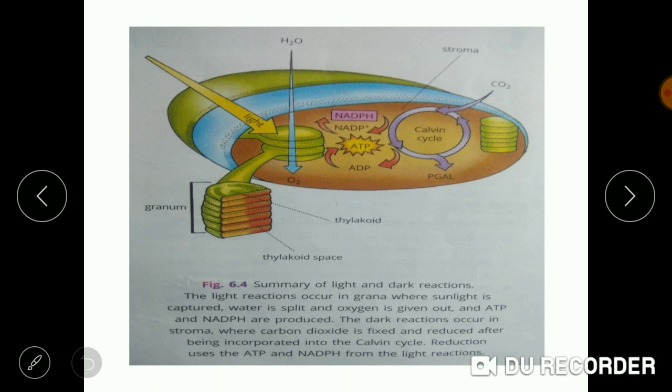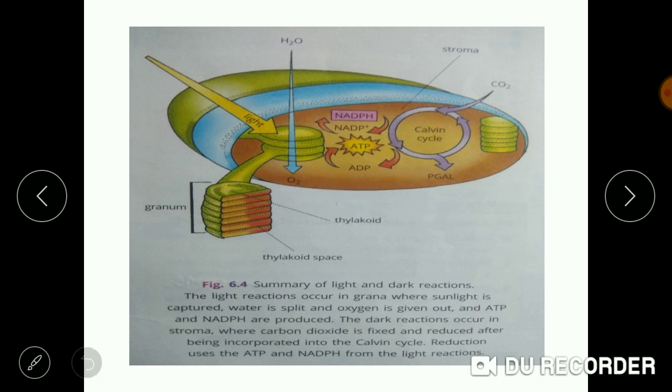This is a diagram showing the entire light and dark reaction. You can see that the light reaction is taking place in the thylakoid of the grana, while the dark reaction is taking place in the stroma region. Now let us see what is happening.